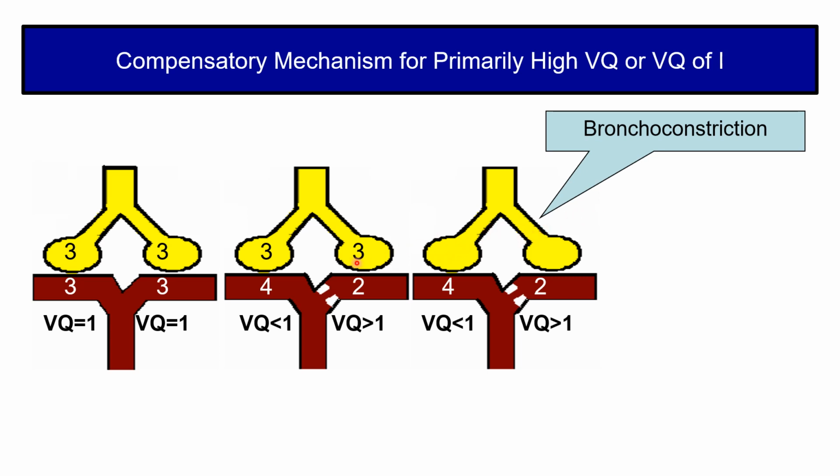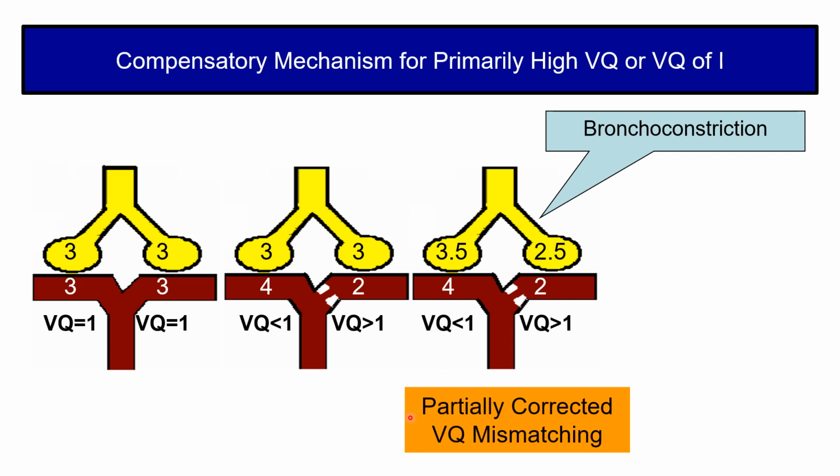So instead of 3, the ventilation in this respiratory unit will be around 2.5 because of the bronchoconstriction, partially correcting the high V/Q relationship. From 3 over 2, it partially corrects to 2.5 over 2. And the air that's supposed to go here is directed here, so instead of 3, it receives 3.5. So it partially corrects the low V/Q of 3 over 4 to a partially corrected 3.5 over 4. So it partially corrects the V/Q mismatching.